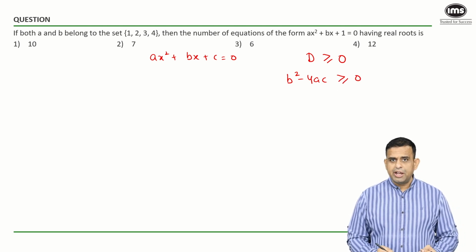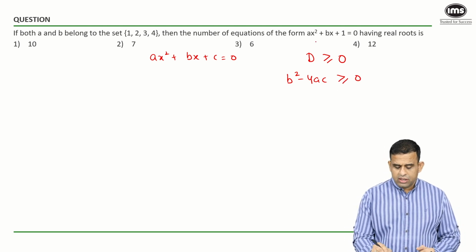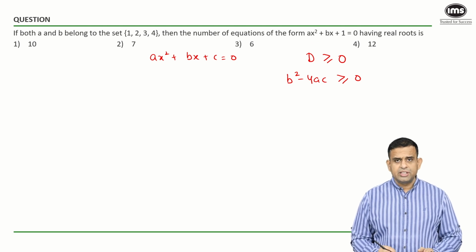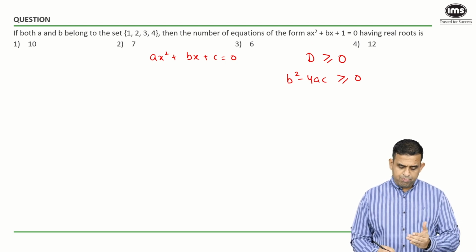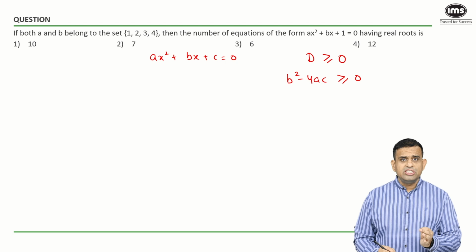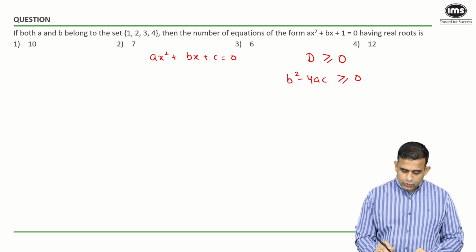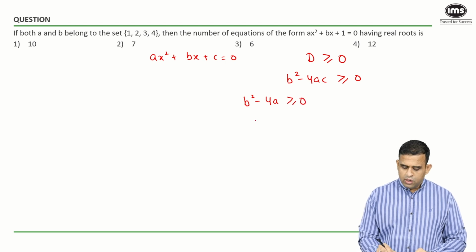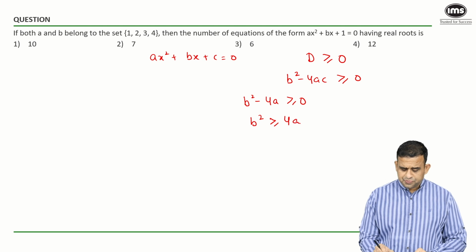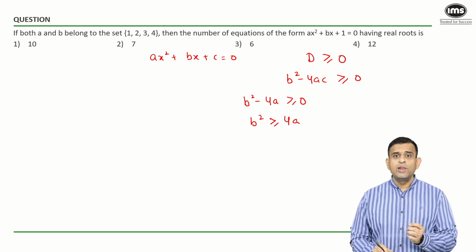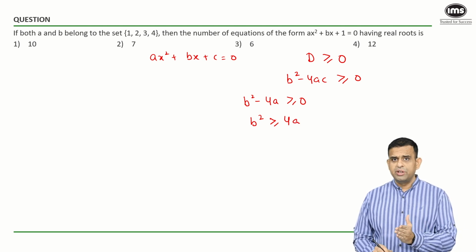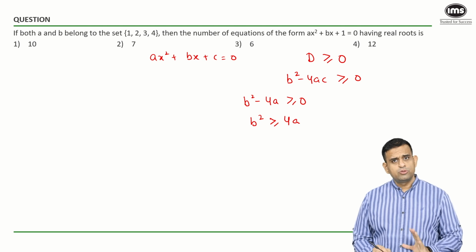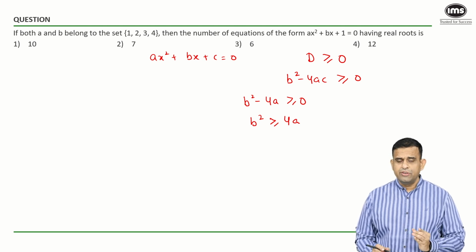Now in this particular case, if I compare the given quadratic with the standard one, one can say we have a as a, b as b, and the value of c is given to you as 1. So one can now say b square minus 4a must be more than or equal to 0, or my condition becomes b square has to be more than or equal to 4a. Now understand, the value of a can only be 1, 2, 3, 4. At the same time, b can also take the value among 1, 2, 3, 4 over here.